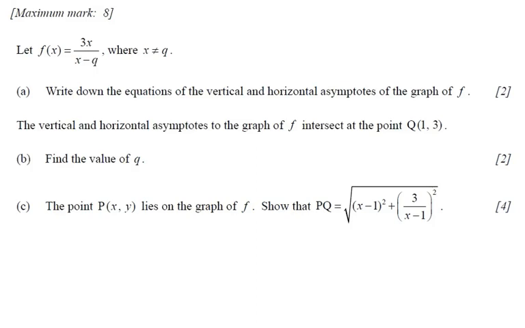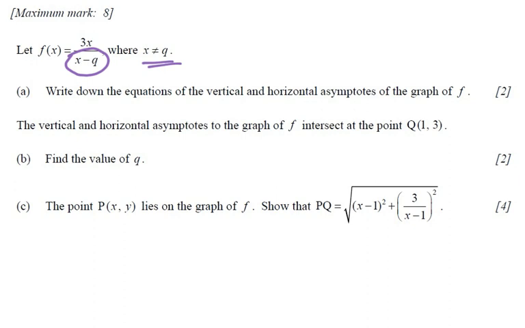Okay, so this is a nice functions exam question. First of all, we've got to find the equations of the vertical and horizontal asymptotes of the function f. First of all, we recall that we can't divide by zero. So there's going to be an asymptote there.